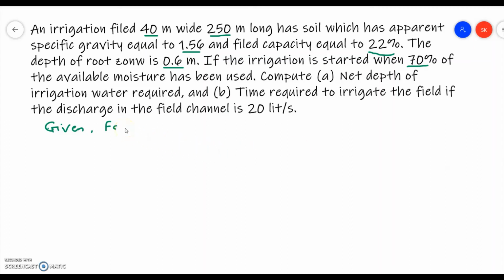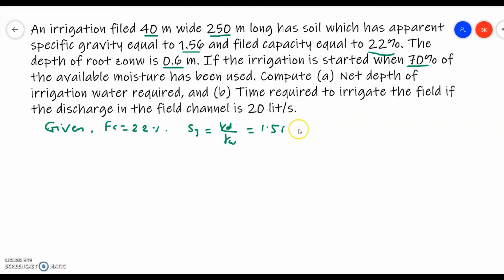Then the next term, which is SG, specific gravity, equal to gamma d by gamma w, is given, which is 1.56.